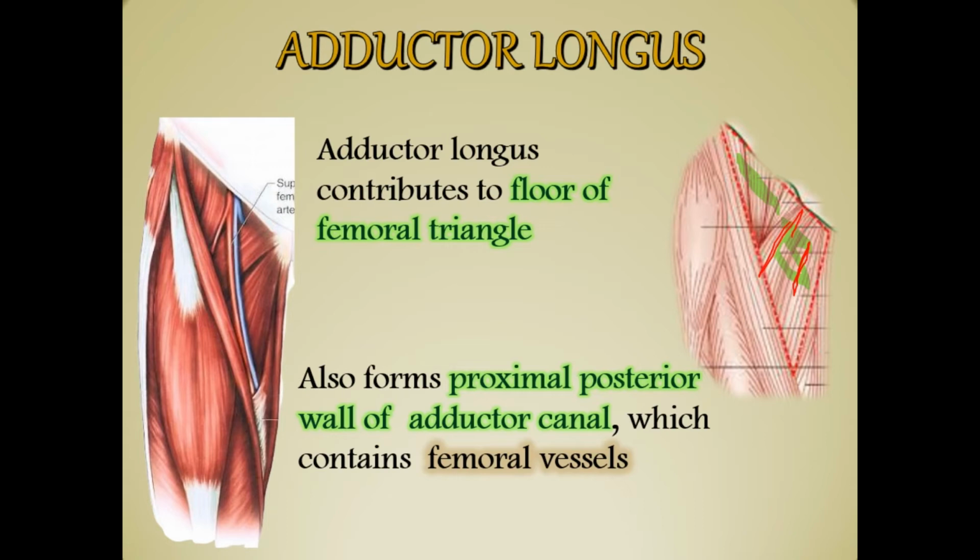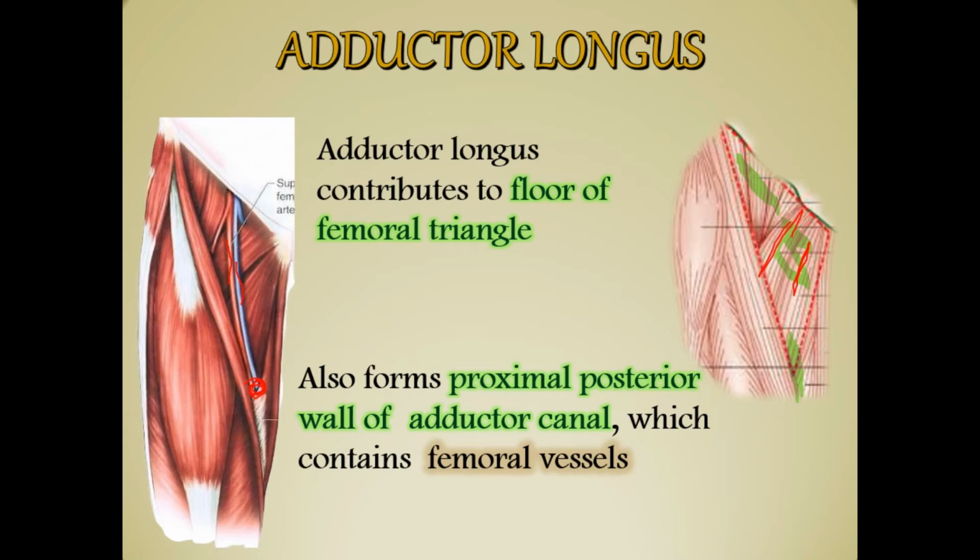Now, in the picture on the right side, you can see this is a sort of passage in between the muscles. From here the femoral vessels, femoral vein and femoral artery, pass through the femoral triangle and leave the femoral triangle through this adductor canal. So the adductor canal is sort of the apex of the femoral triangle. You can see in the picture on the left side, it's a passage at the apex of the femoral triangle inferiorly in between muscles.